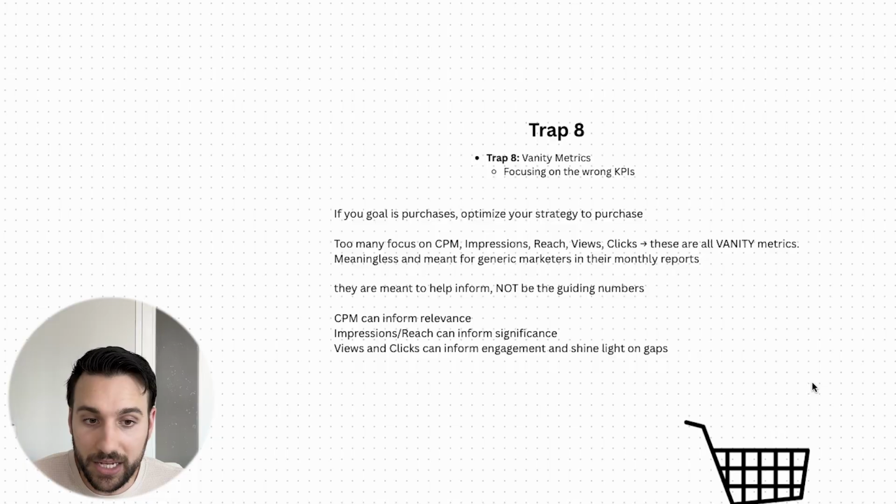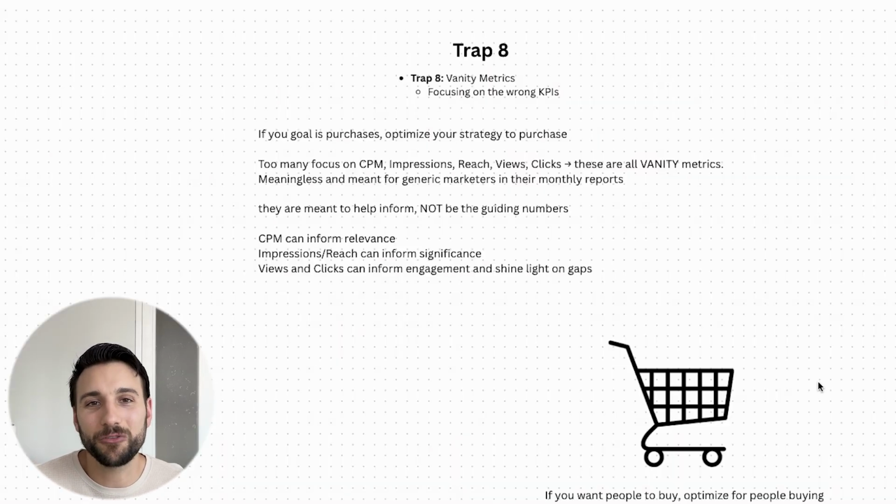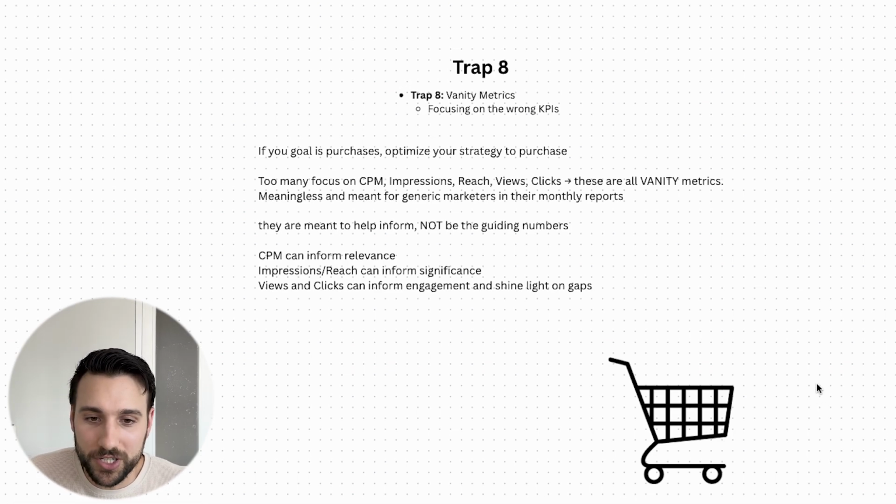All right, and last, trap number 8: vanity metrics, focusing on the wrong KPIs. If your goal is purchases, you want to optimize your strategy to purchases. You don't want to optimize to impressions, reach, whatever it is. That is the wrong thing to be reporting on.